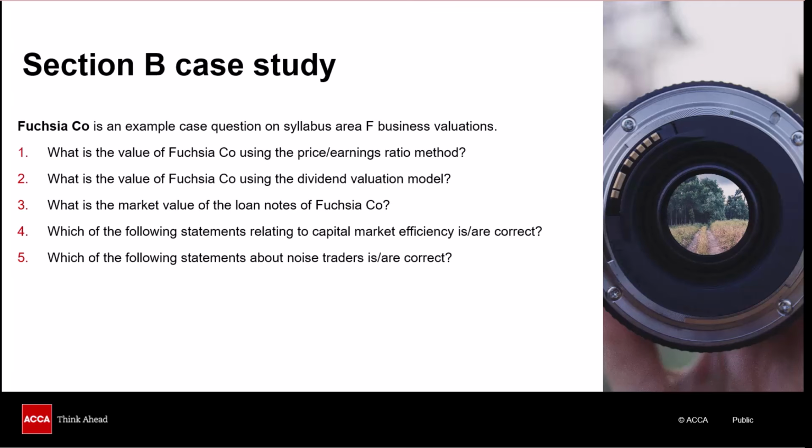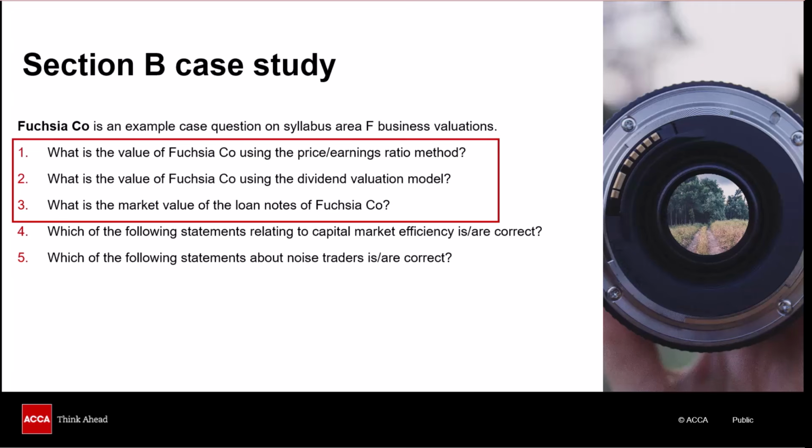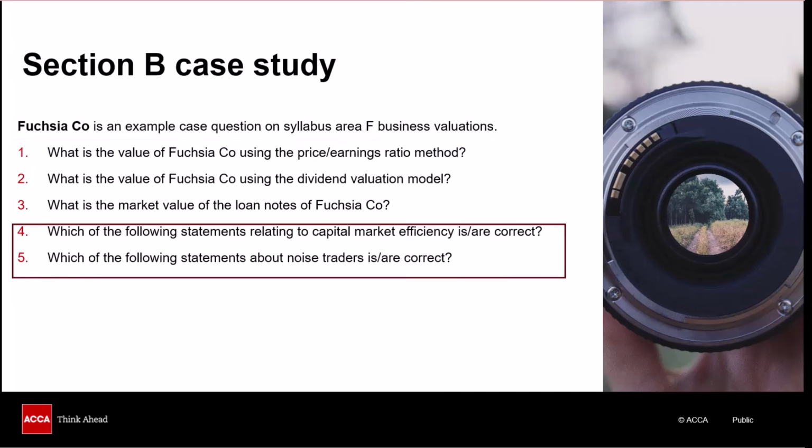Here is a question from the financial management exam, specifically business valuations. The 5 questions can be split into 3 calculations and 2 discursive. Why not tackle those 2 discursive questions first, because they get equal marks for the calculations? They don't take as long.